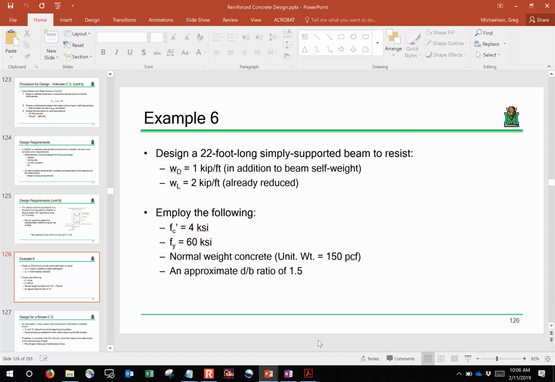We're going to use 4 ksi concrete, 60 ksi steel. It's normal weight concrete, so we'll take its unit weight to be 150 pounds per cubic foot. And we'll use a d over b ratio of 1.5 when we get into design mode. And you'll see how I employ that here in a little bit. So with that, let's just get right into it.